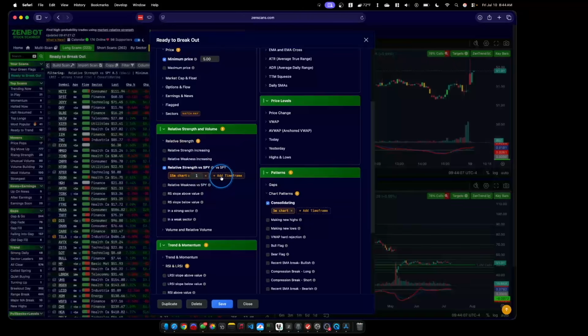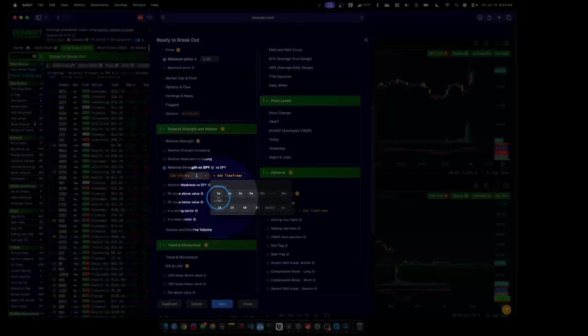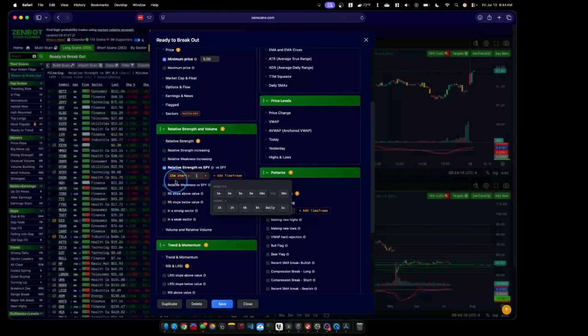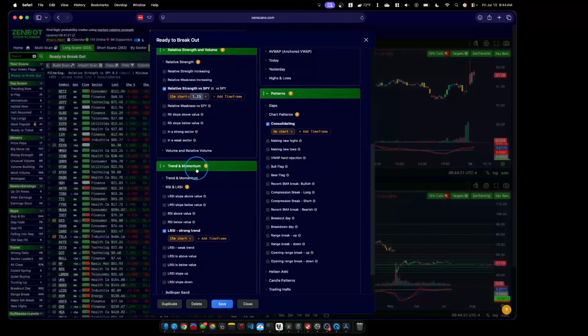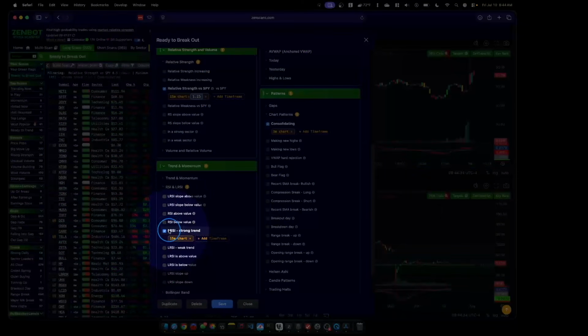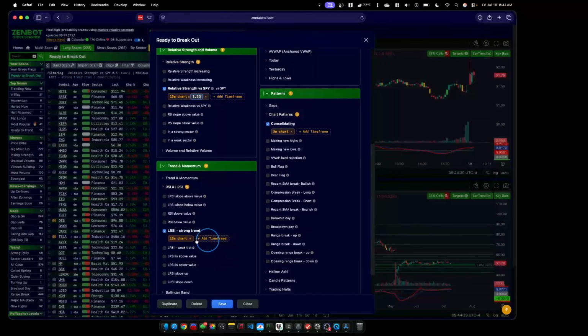So what we can do is click Add Time Frame, and notice how you can select any time frame you want for that indicator. I've already selected the 15-minute time frame. We want that stock to be maybe 1.25x the relative strength of SPY, so that stock is outperforming SPY on a 15-minute level. We'll come down here to momentum, and we're going to find a stock that has a strong LSRI trend on the 15-minute chart. So I've selected the 15-minute chart. Again, I could also go in here and say I also want to see some strong momentum on the hourly chart as well.